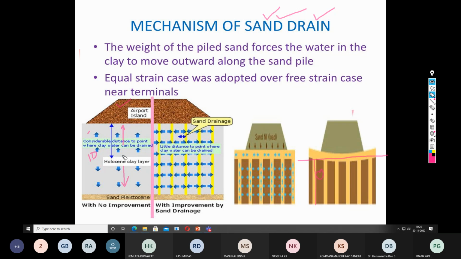Now here, if you look at the path traveled by the water molecule, that decides the consolidation time. In case of 1D consolidation, the path traveled by the water molecule is substantially high. Therefore, you need a huge amount of time for consolidation to occur and thereby accelerate the settlement. Now the fundamental principle of the sand drain technology is that it first shortens the path traveled by the water molecule.